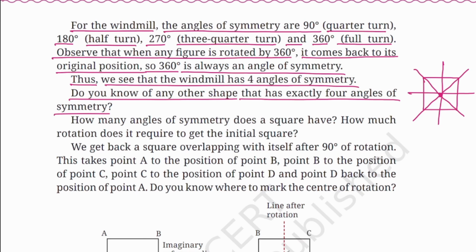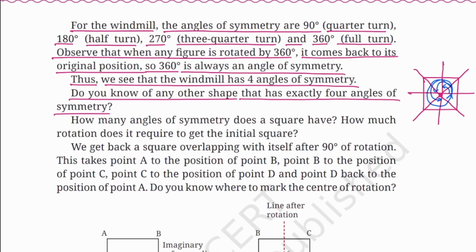It has reflectional symmetry along these lines and rotational symmetry of 90 degree, 180 degree, 270 degree and 360 degree. These angles are angles of symmetry. There are two things, lines of symmetry and angles of symmetry. Red lines are lines of symmetry as shown here, and blue angles are angles of symmetry.